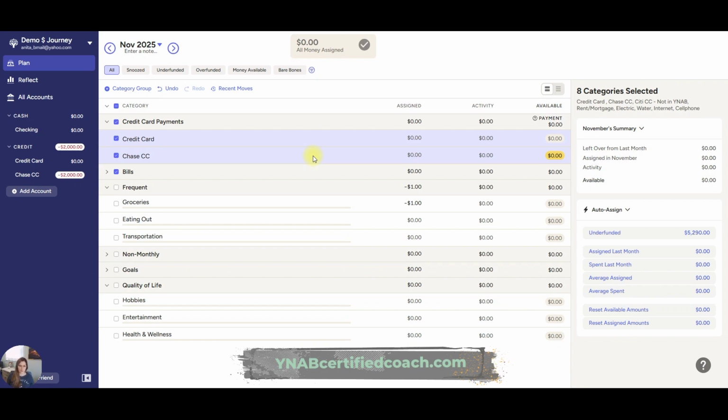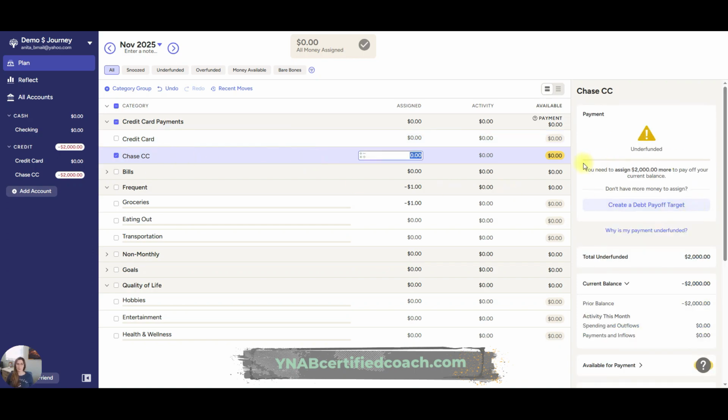Now that may not always be possible because maybe you have a high balance and you're not ready to pay that off right now. That's okay. YNAB's going to alert you to what you need to pay that off. For example, this one here, there's no money assigned in that available column. That's where it's telling you how much you have available for the credit card payment at this time. Currently, there's 0 in there. You would need 2,000 more to pay off your current balance. Doesn't mean you can't make payments that are less than that. YNAB's just alerting you that if you want to pay that off in full, you will need $2,000.